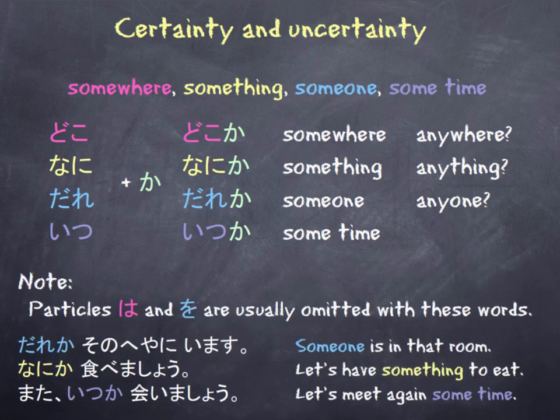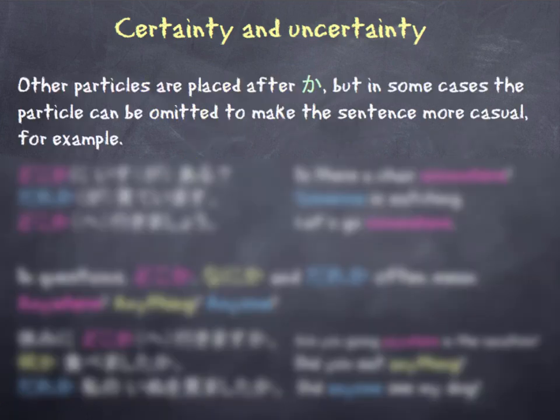Now, please note that the particles wa and o are usually omitted with these words. So if you have a sentence with the particle wa or the particle wo, we don't typically use it. For example, someone is in that room. Dare ka sono heya ni imasu. Or, let's have something to eat. Nani ka tabemashou. And finally, let's meet again sometime. Mata itsuka aimashou.